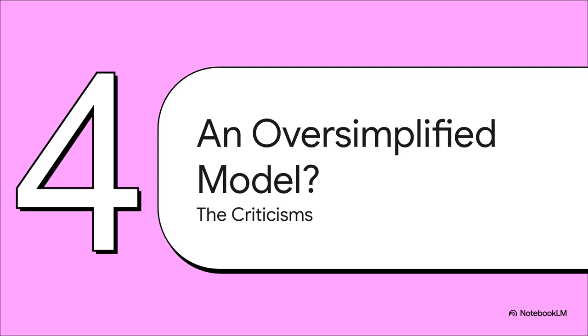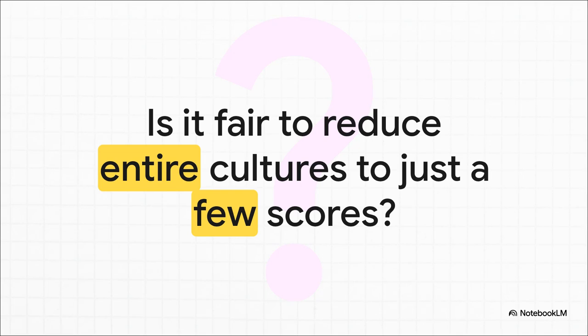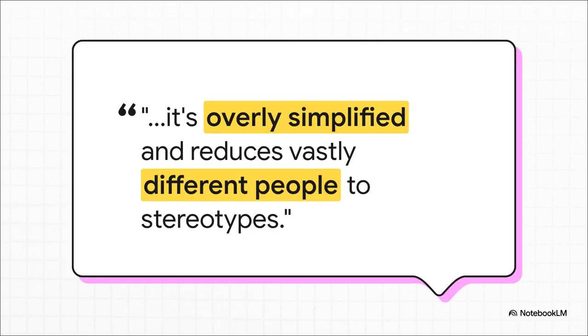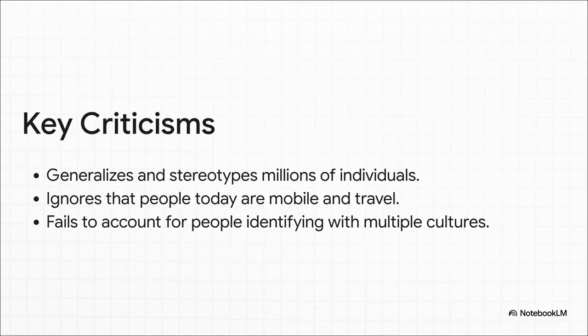Now, as useful as this model can be, it's not without its problems. In fact, it's pretty controversial, and some people argue it might actually do more harm than good. And it really forces us to ask a huge question. Is it even fair or accurate to boil down these incredibly rich, complex, and diverse cultures into just a handful of scores on a chart? The core argument against Hofstede's model is right here. Critics say it's just way too simple, and that it can easily lead to reducing all these different people to, well, stereotypes.